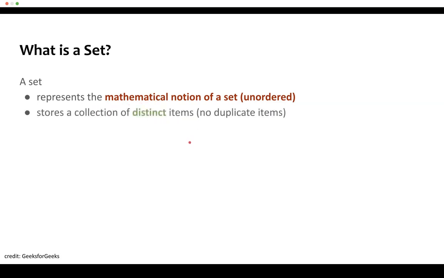A set represents the mathematical notion of a set. So it is unordered. And we know that a set cannot contain multiple identical objects, right? So a set stores a collection of distinct items, and there should be no duplicate items, all right? We all know about this very well.